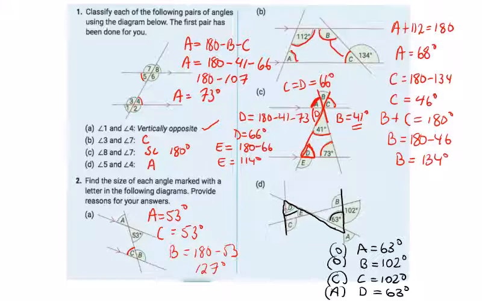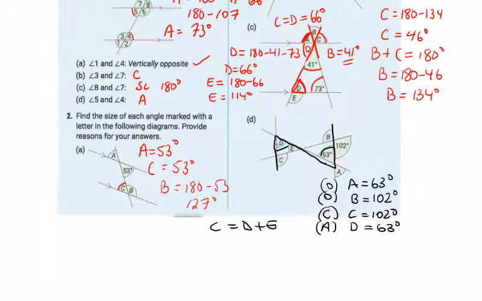So we're just left with E, is it? We have C is equal to D plus E. So we can get that C is exterior, C is equal to D plus E. So what do we have? We have 102 is equal to D, 63 plus E. So that would leave E at 39 degrees.